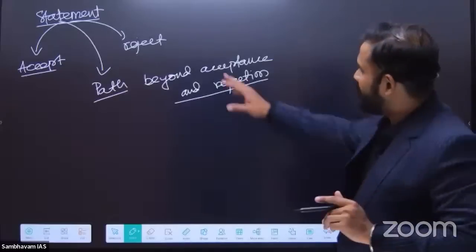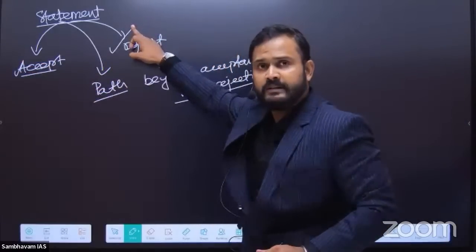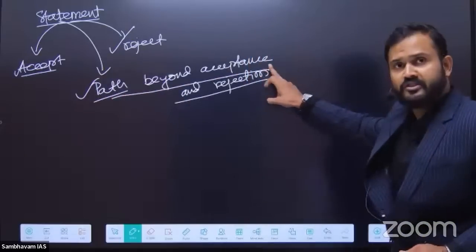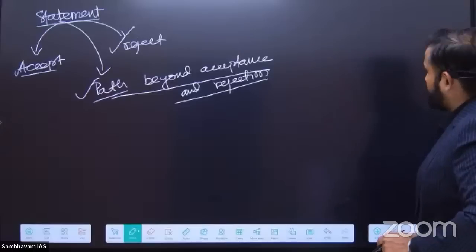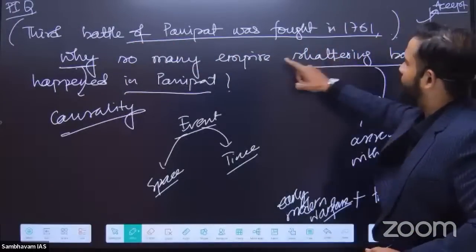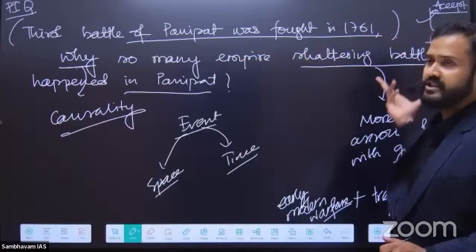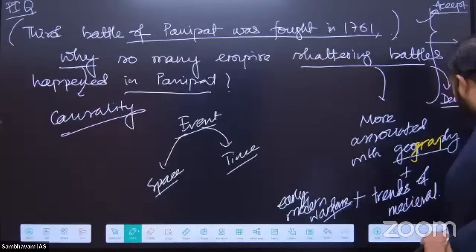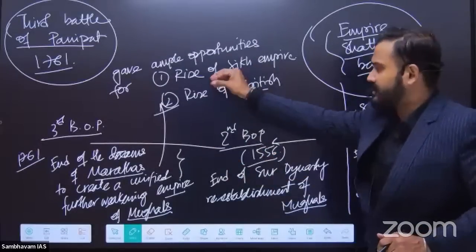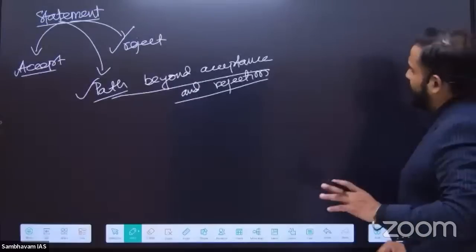Now understand what exactly I'm talking about. I'm accepting the statement. I will try to reject the statement. And I'll think about if I have something beyond acceptance and rejection. Let us come back to the thesis statement. It is saying that Third Battle of Panipat, 1761, I will say that it is empire shattering. I have helped you argue the same, that here it was empire shattering. Now we will argue why, the causality.